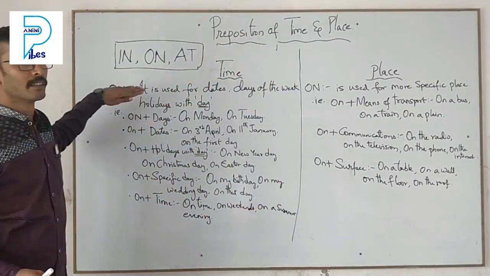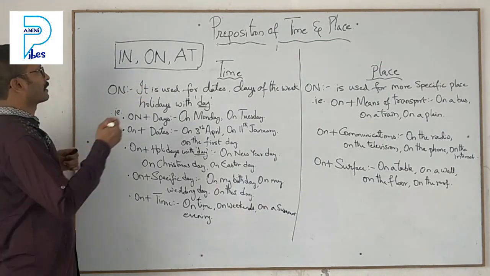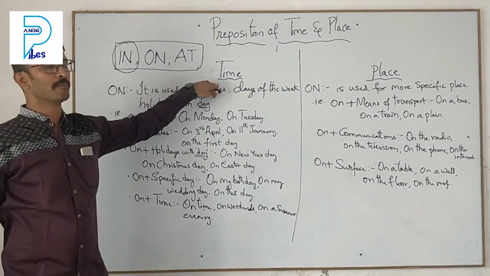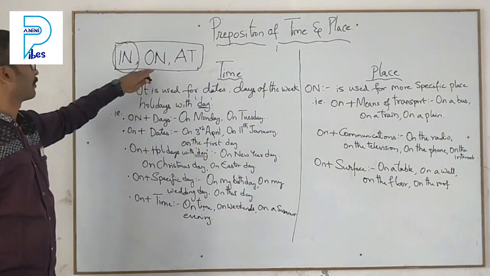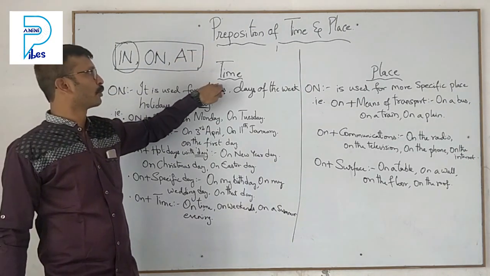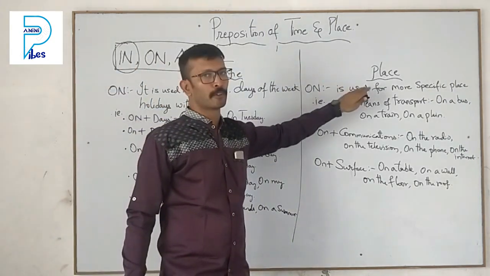Now let us go with on. So we have finished in. We came to know when to use in as a time and in as a place. Now let us learn when to use on as a preposition of time and also as a preposition of place.